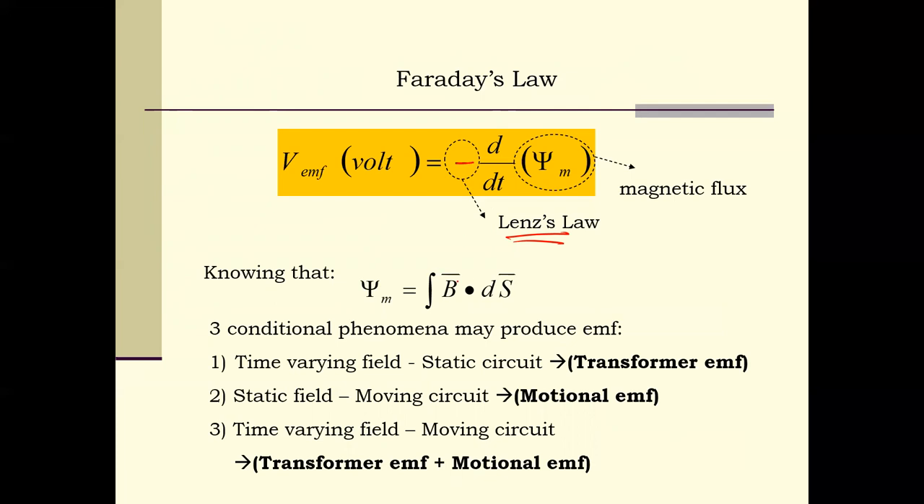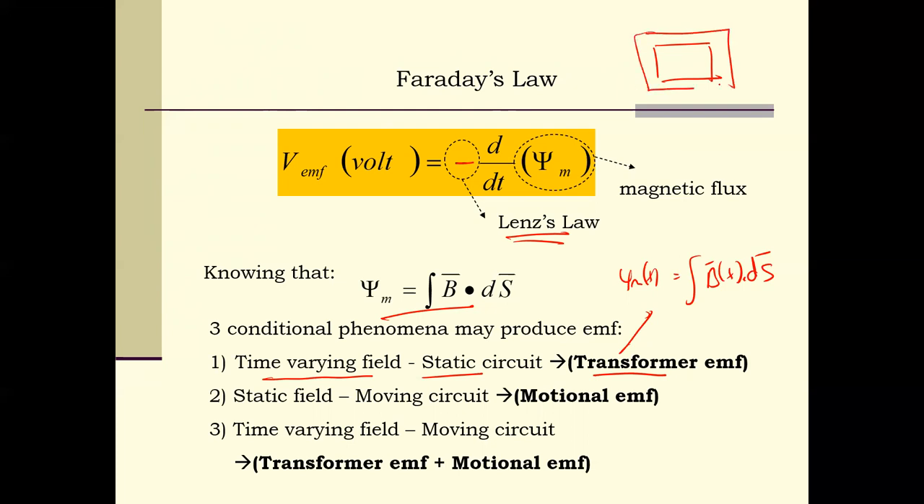Okay, right. So based on this equation, that the magnetic flux is based on the integration of B dot ds, we can have three types of EMF generation. Number one is when we have a time-varying field and a static circuit. So based on this equation, the flux, which is time varying, can be based on the time-varying field and the circuit, which is static, or the ds, which is static, not time varying. Okay, so this is similar to the transformer method of generation. Transformer EMF generation, where we have a transformer like this. Okay, we have a primary winding, we have a secondary winding.